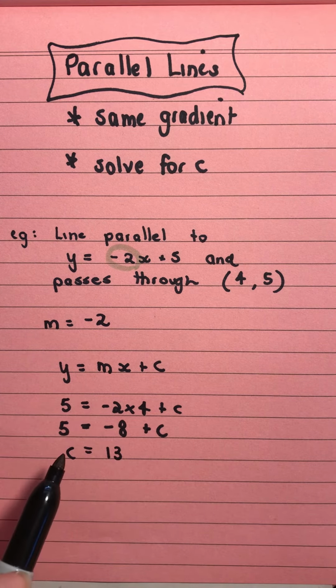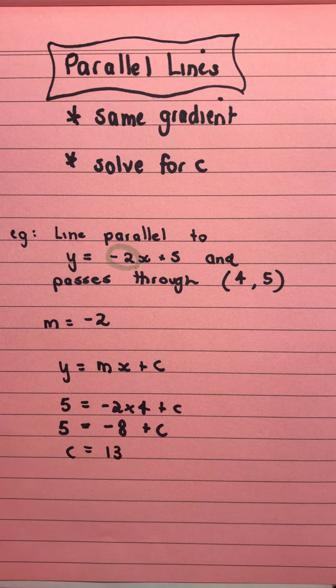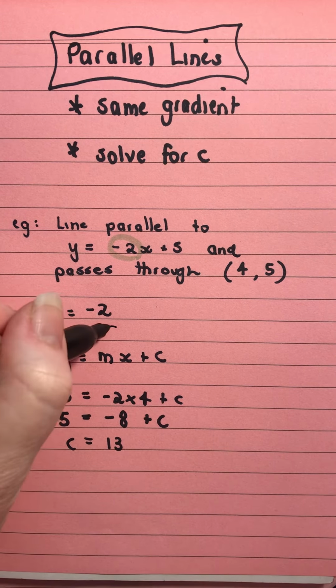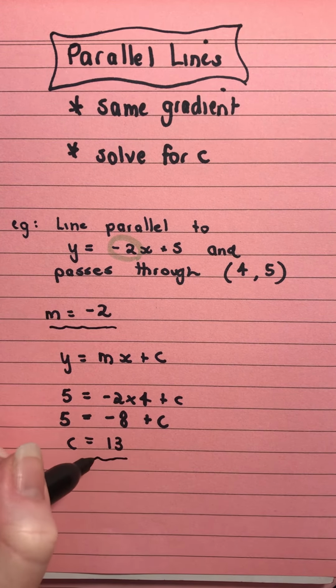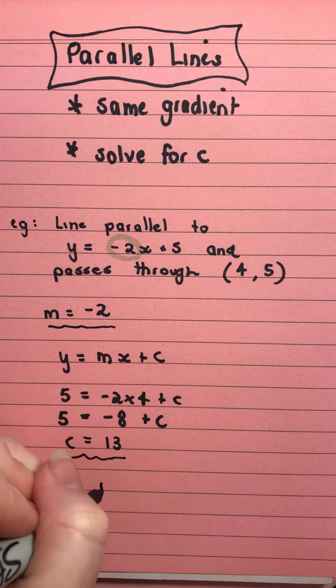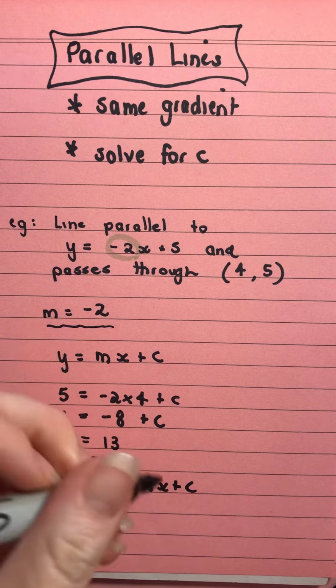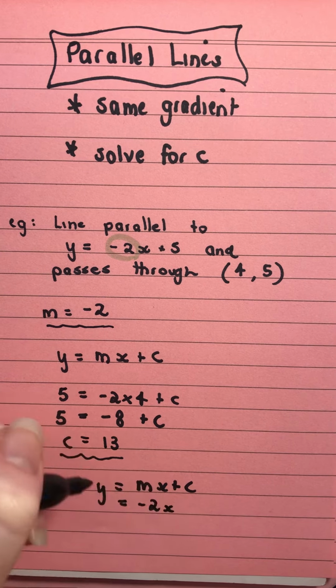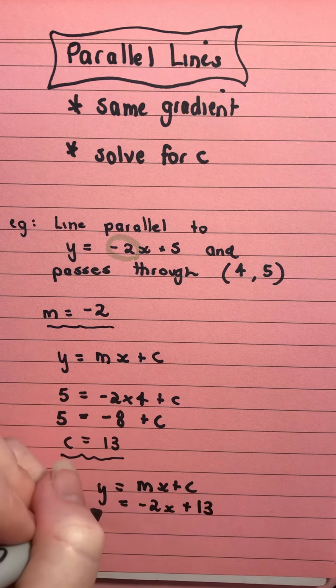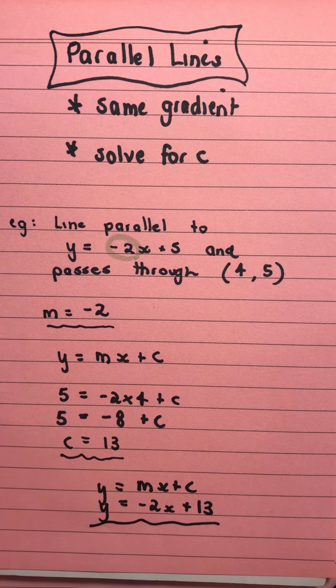The other way you can work that out is just to do 5 plus 8. Once I've got those two values, I now have my m value and my c value, so I can write y equals mx plus c, and I can put those values in. Negative 2x plus 13 is the equation of my line.